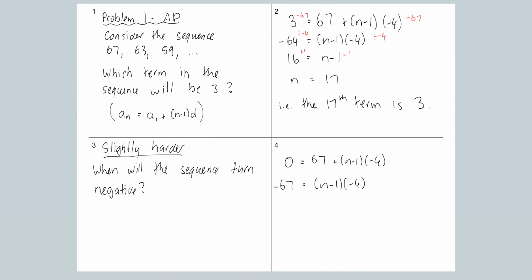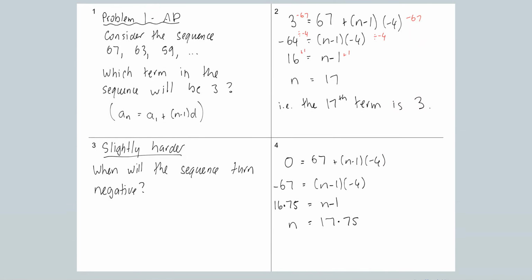And here's the rub here. If I divide both sides by -4, and I'd use my calculator for this, I'll get a positive value again, but I'll get positive 16.75 is equal to n minus 1. Then add 1 to both sides, and I'll get n equals 17.75.